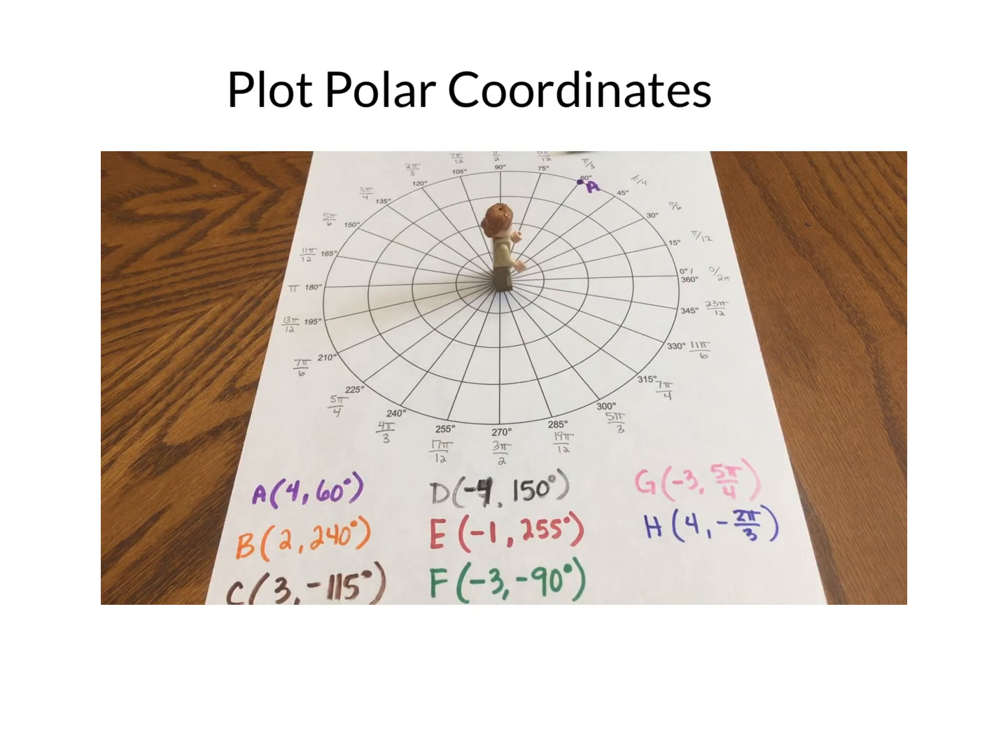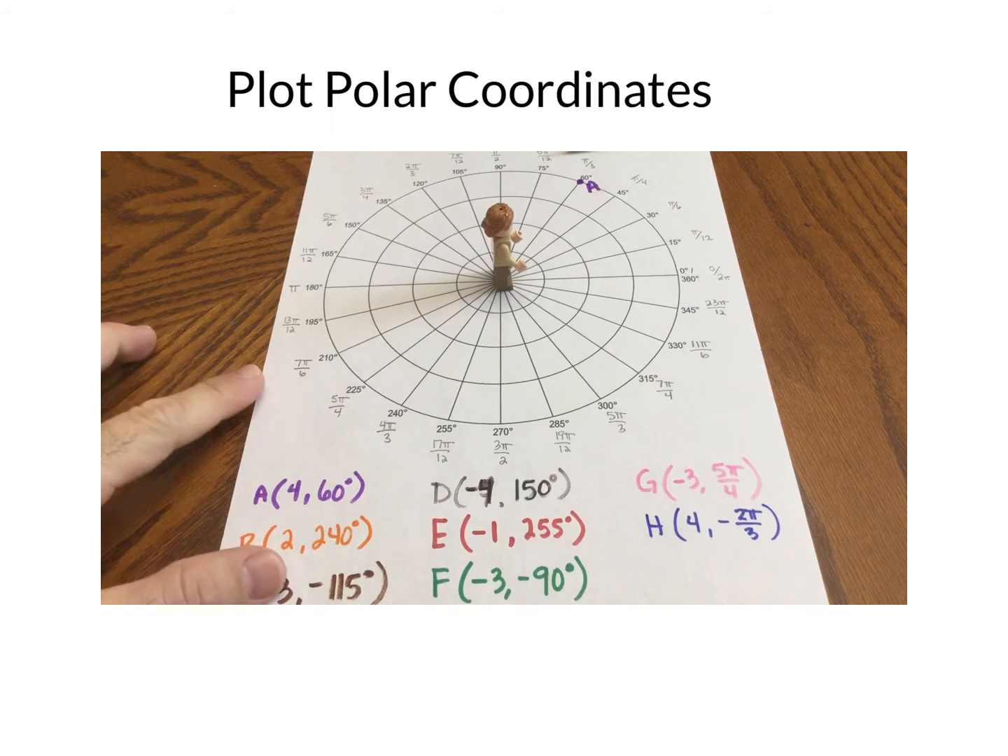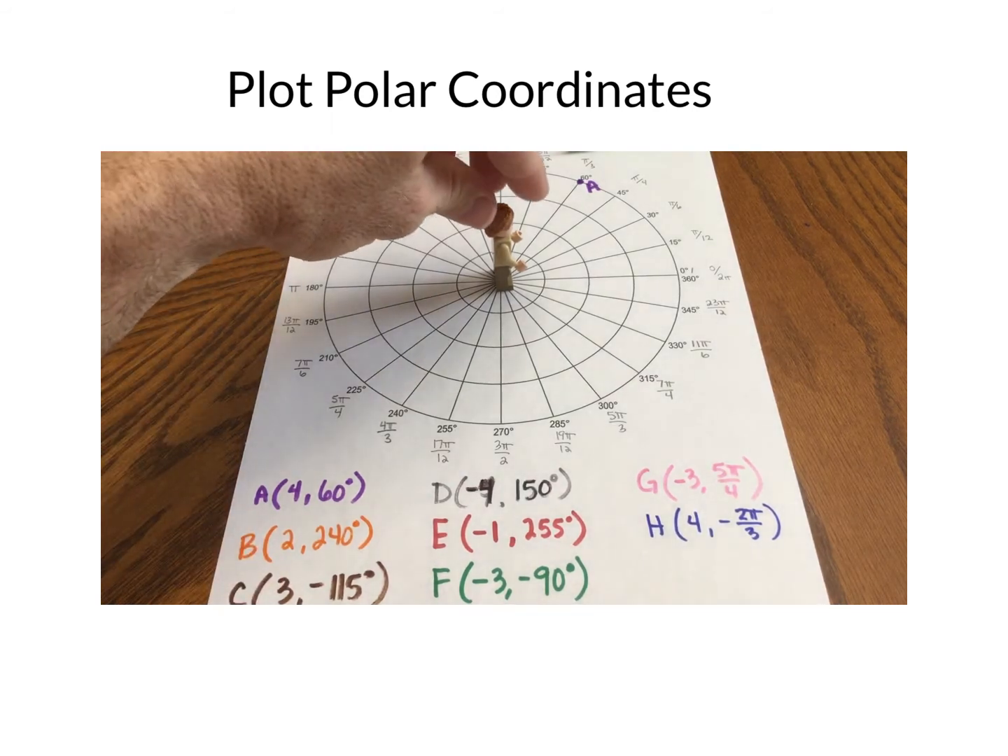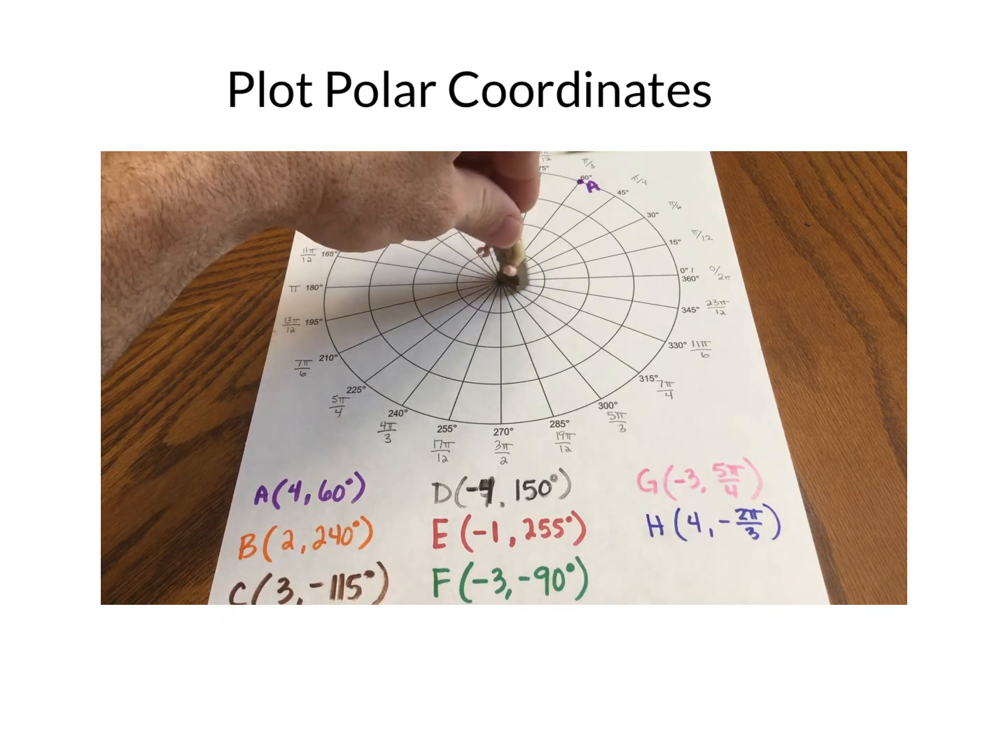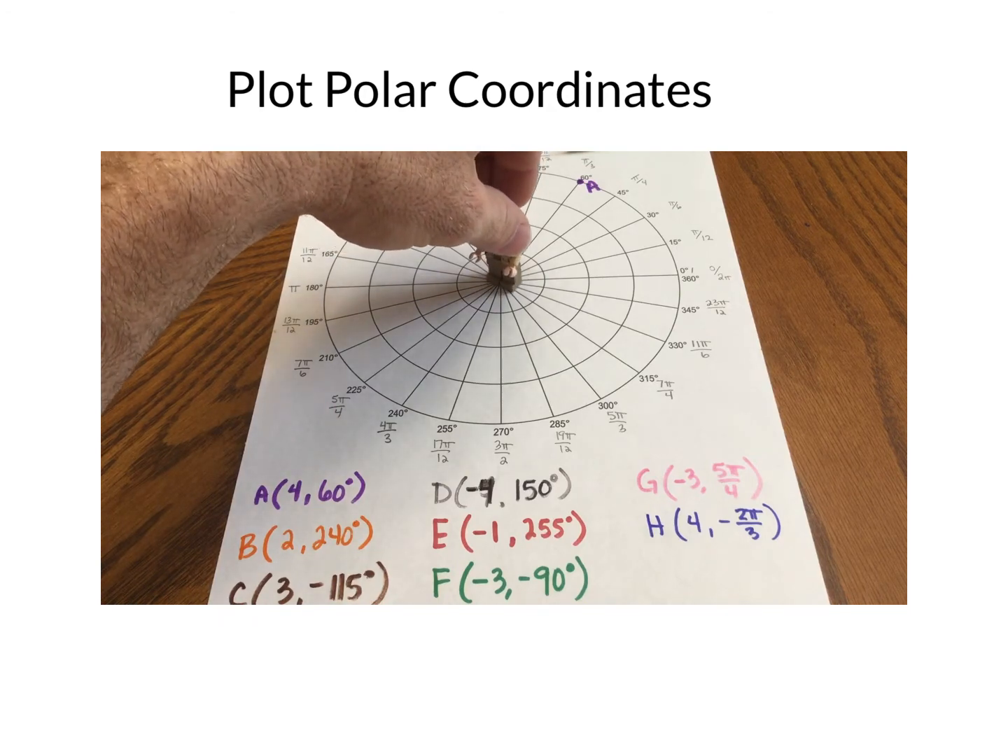Now let's do point B, 2, 240. The first thing we have to do is rotate 240 degrees. So she spins 90 degrees and then 180 until she finally faces 240 degrees.